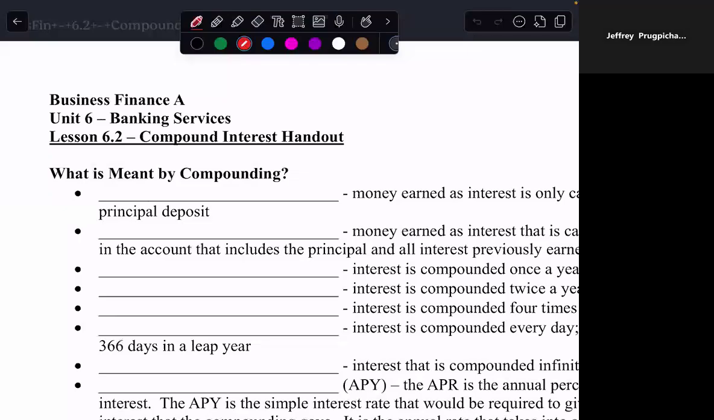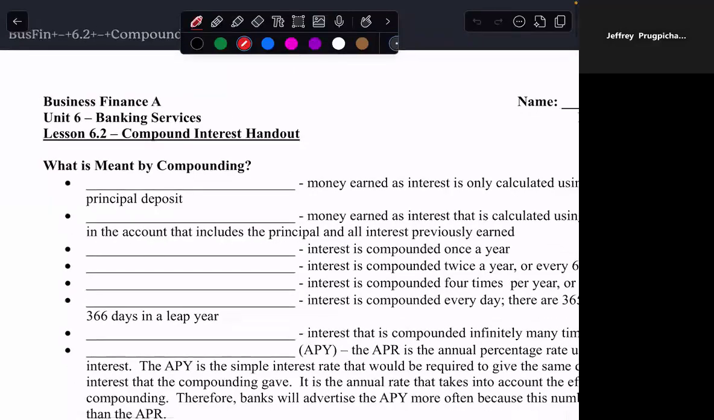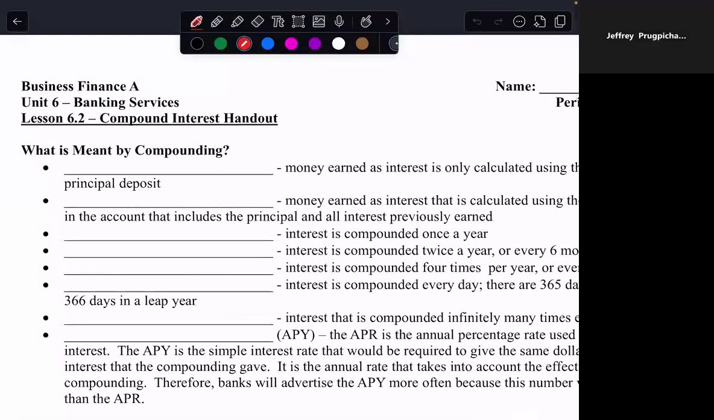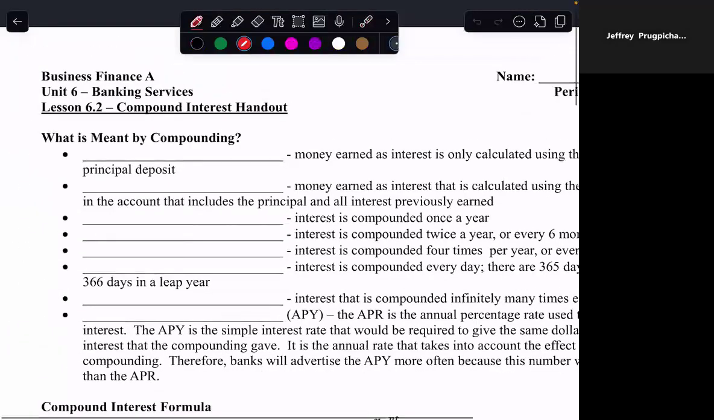All right, so last class we went over simple interest, the I equals PRT formula. But there's also another method of calculating interest called compounding or compound interest. Okay, so again, last class was simple interest.